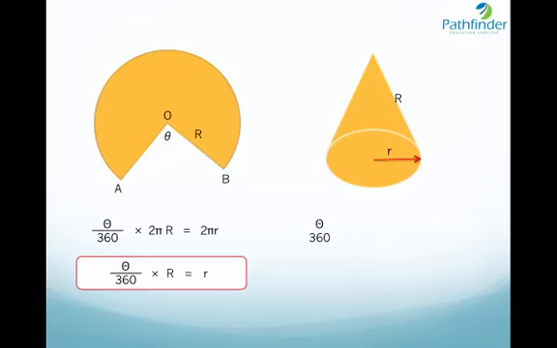The other relation is theta by 360 into pi R square is the area of the sector. This must be equal to the curved surface area of the cone, and which will ultimately prove that the radius of the sector is equal to the slant height of the cone. This is another point that you need to remember in case of a cone.